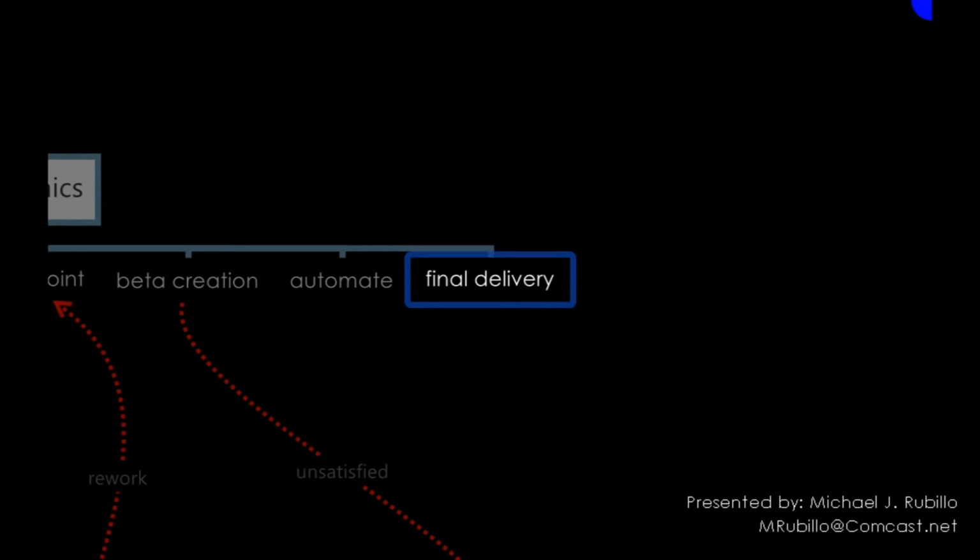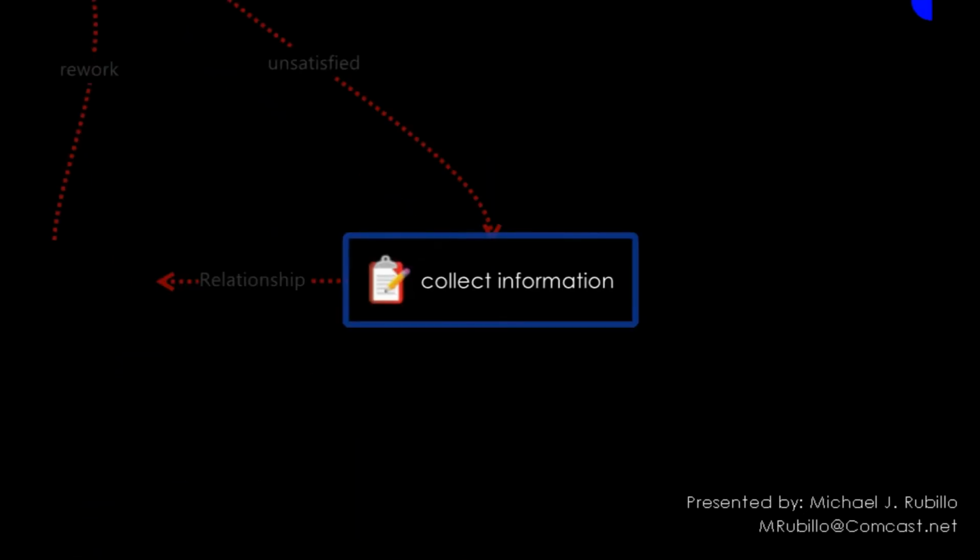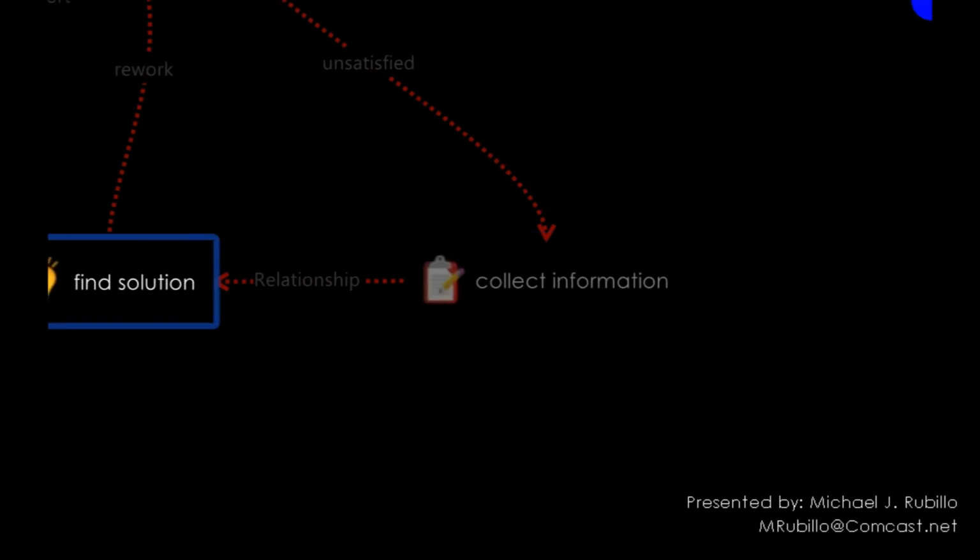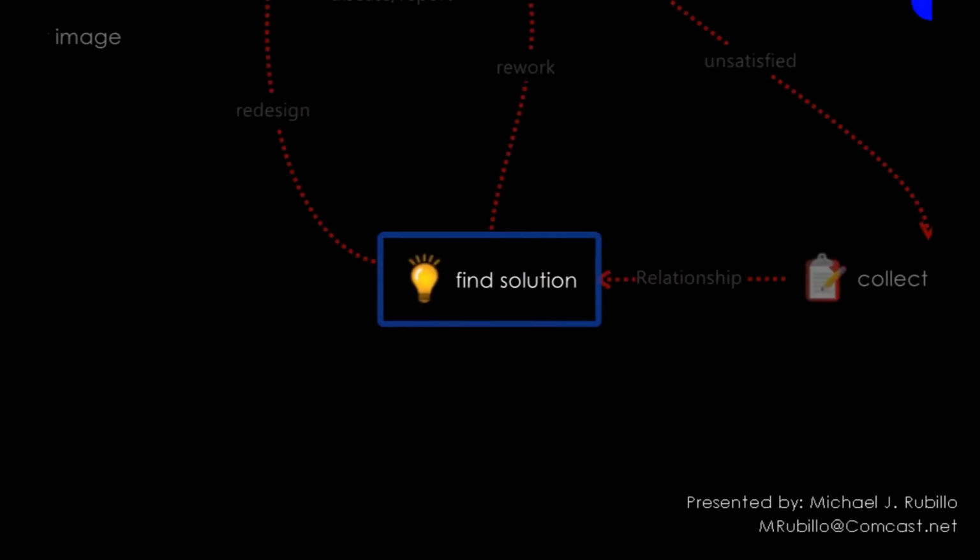Now, if anywhere along the way, and let's say in the beta creation, we have something that is unsatisfying to the client, what we'll do is we'll collect the information, what's making it unsatisfying, and then we will find a solution for that and then move back to an early stage in the process. And we'll repeat this process until we have our final product delivered to the client.